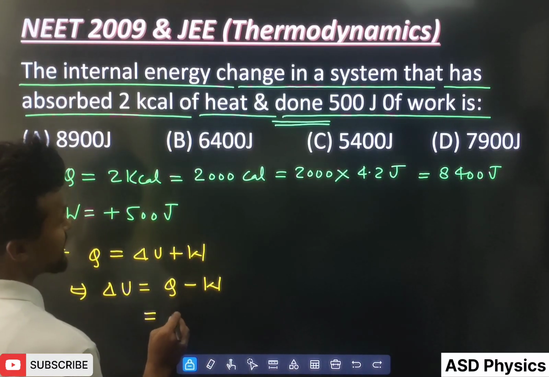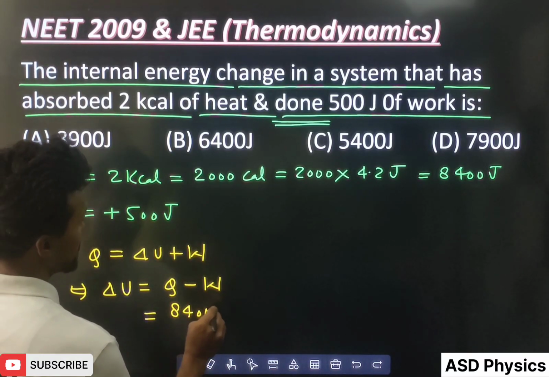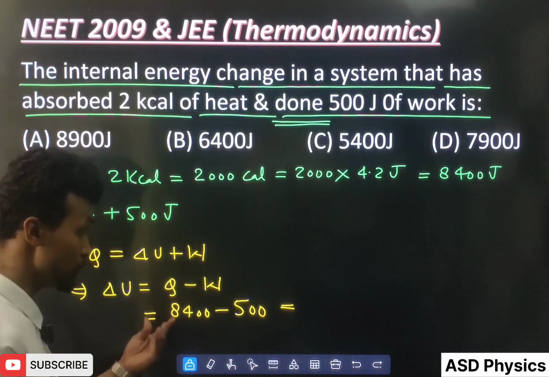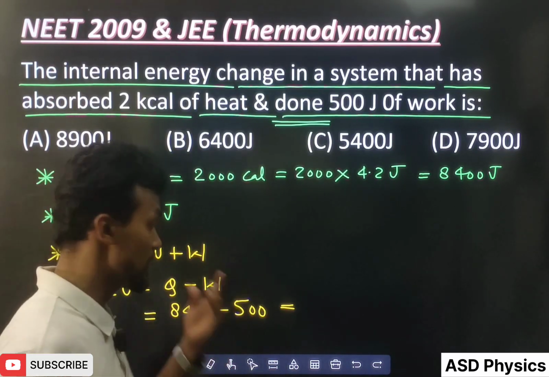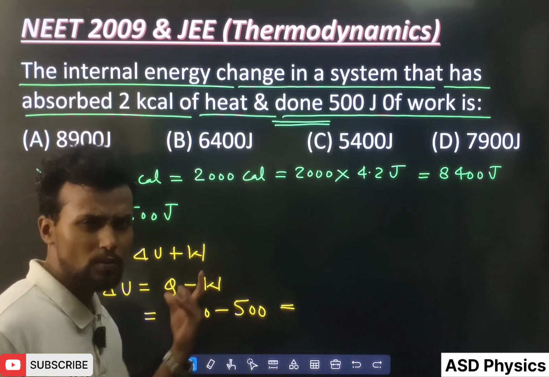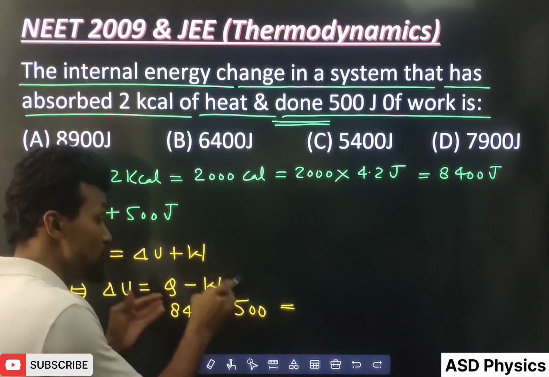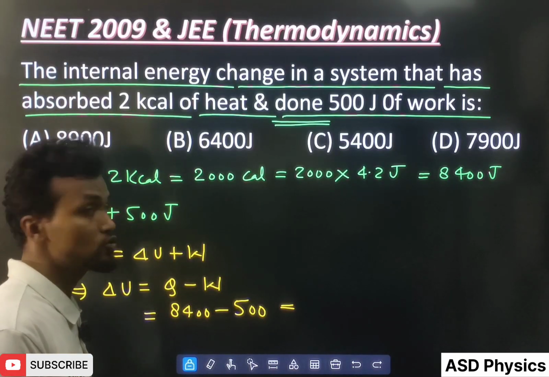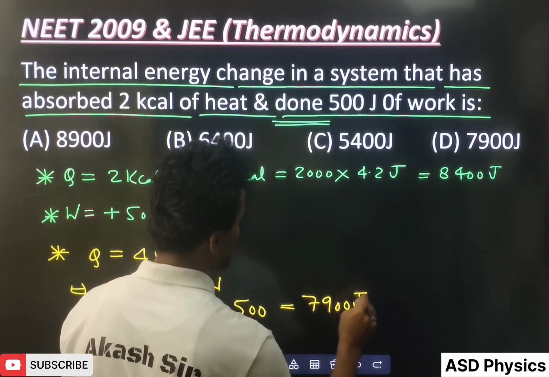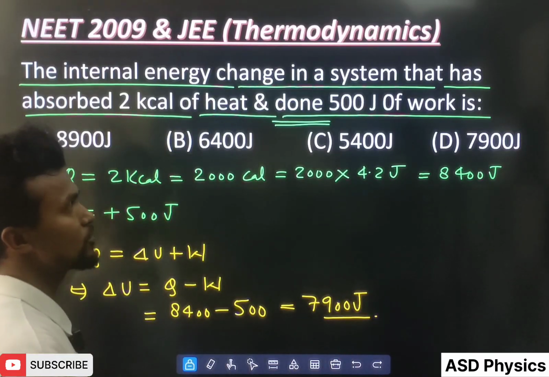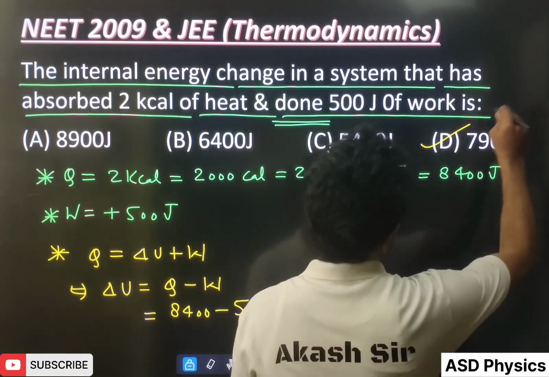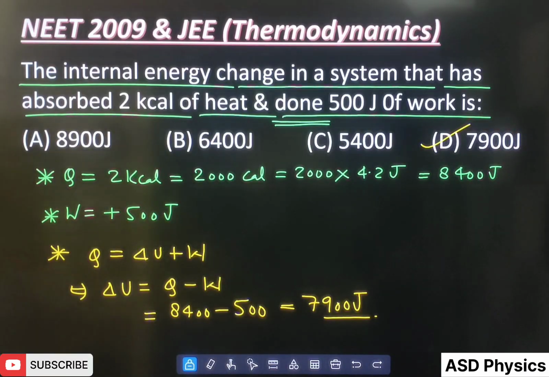How much heat has been absorbed? 8400, minus the work done by the system, 500. Remember that both should be in the same unit. Either both in joule, or both in calorie, or both in kilocalorie, but the unit should be the same. So 8400 joule minus 500 joule becomes 7900 joule. Why have I converted into joule? Because the options are in joule. So which option is correct? You can see very well, the correct option is option D.